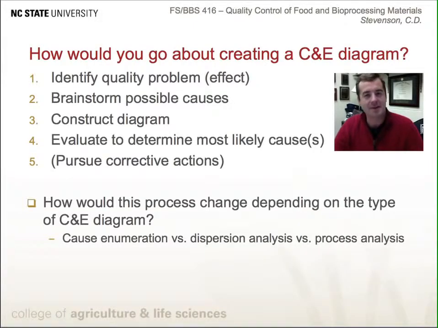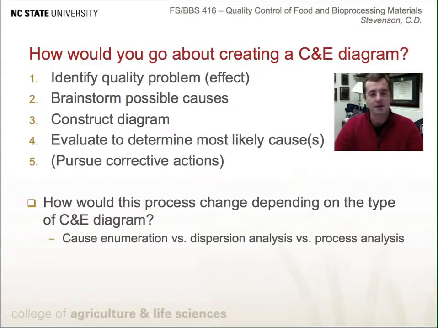Typically, the first step is to come up with some sort of effect. Identify and define what the effect is that you're interested in. Otherwise, it wouldn't make sense to come up with the causes. And so the second step would be to brainstorm possible causes that lead to that effect. Then finally, you would construct that diagram, and this is where you're really evaluating what are the most likely causes. That will help you to distinguish what are the major causes and what are the minor causes. And of course, the last step would be to pursue corrective actions.